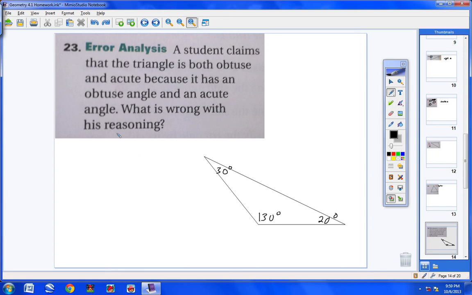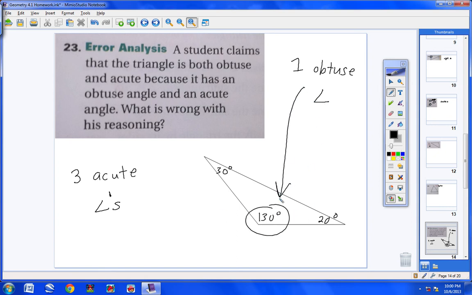The flaw in his reasoning is very obvious. By definition, an acute triangle has three acute angles. Oh, and by the way, do we have three acute angles? No. This angle here is not acute. And by definition, an obtuse triangle has one obtuse angle. And do we have one obtuse angle? Yes, we do. So this is an obtuse triangle.